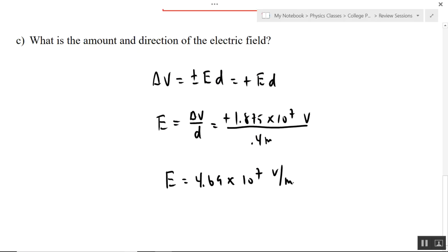Now we have to figure out what's going on here. When is the delta V positive ED as opposed to minus ED? What's the general idea? If the charge is moving against the field, another way to think about it is towards a positive charge, then the delta V is going to be plus ED. If the charge is moving in the same direction as the field, it's minus ED, or another way to think about that, it's towards a negative charge.